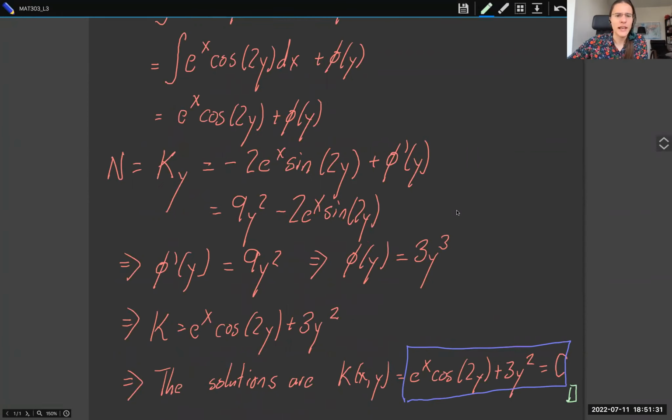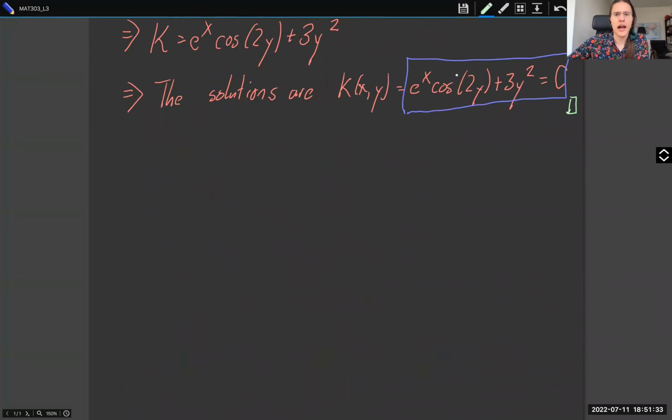I just have one question. Okay, now I'm going to do another example. And this is an example of why it's very important to check for exactness.